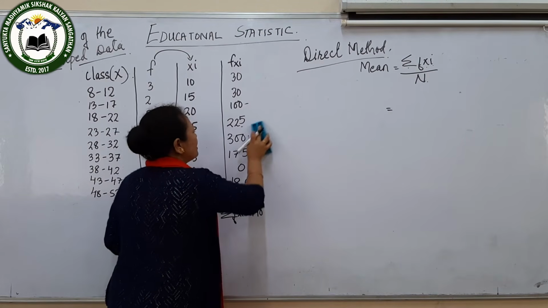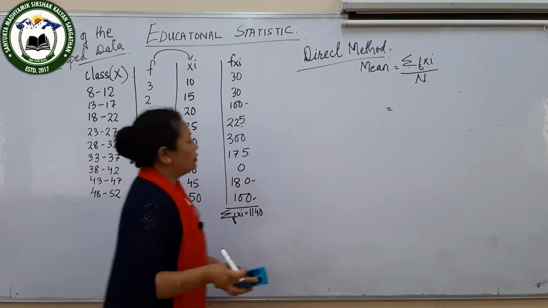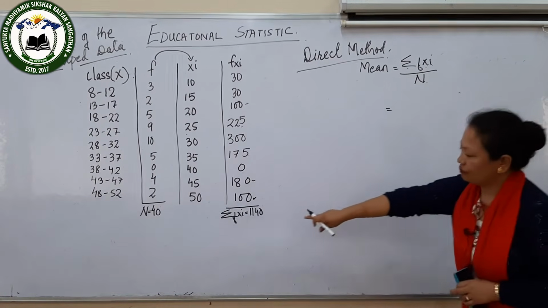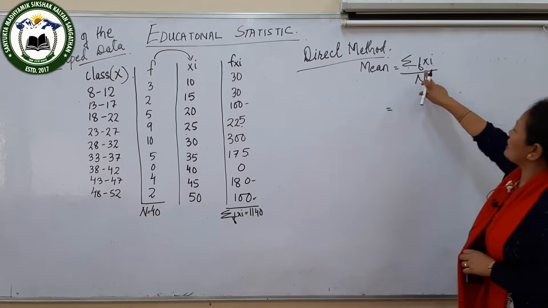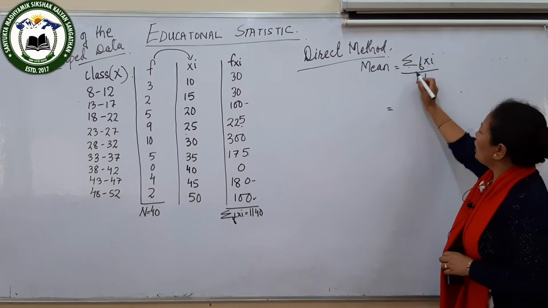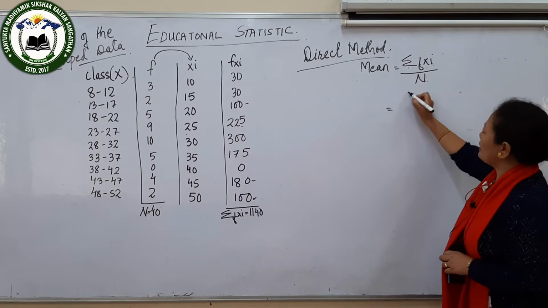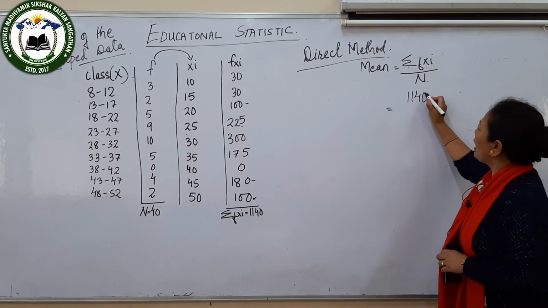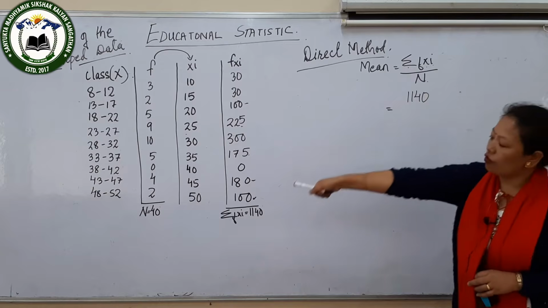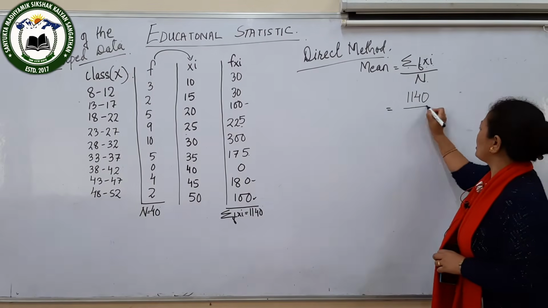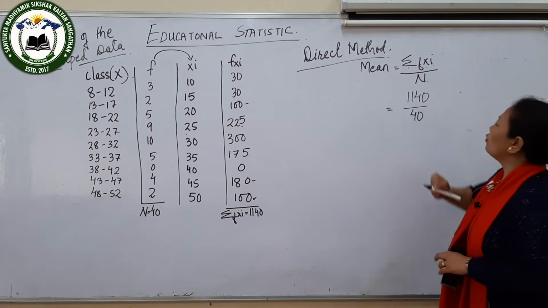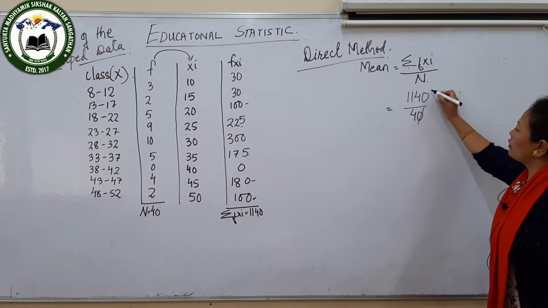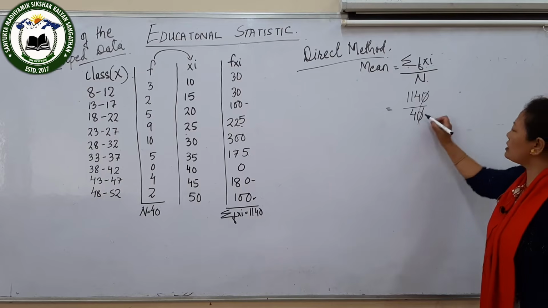We'll rub this. Now let us follow the formula. In the formula we need sigma fxi. So our sigma fxi is 1140 and our capital N over there is 40. So divide 1140 by 40. So you can cut these two zeros.